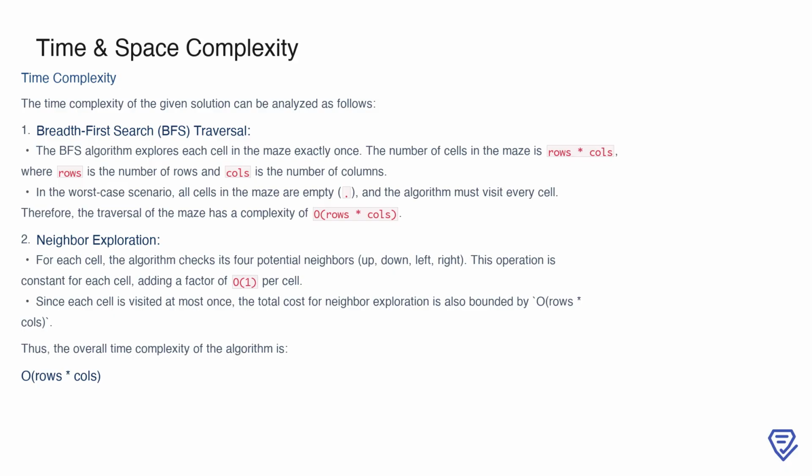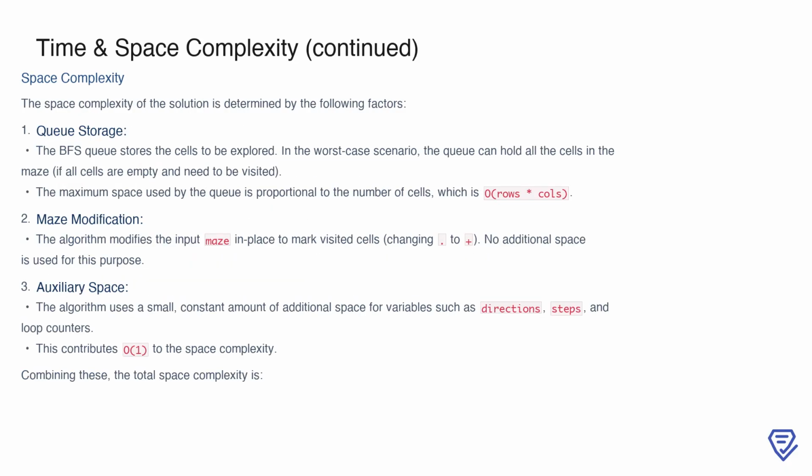When we account for all cells, the total cost of neighbor exploration scales with the number of cells, which is also O(rows * cols). Combining these, the overall time complexity of the algorithm is O(rows * cols). Now, let's focus on the space complexity. The primary contributor to space usage is the queue used in the BFS algorithm.